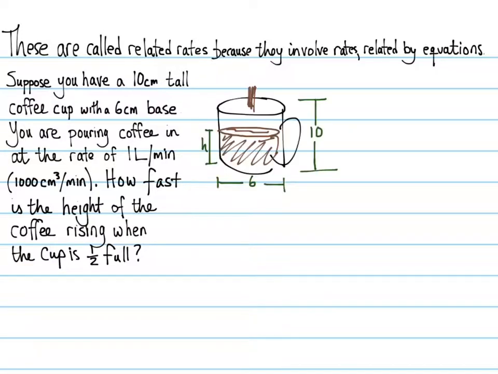So let's draw a picture of a coffee cup. The base is 6 units across. The height is 10 units tall. It's 6 centimeters by 10 centimeters. And h is the variable I'm going to give to the height.